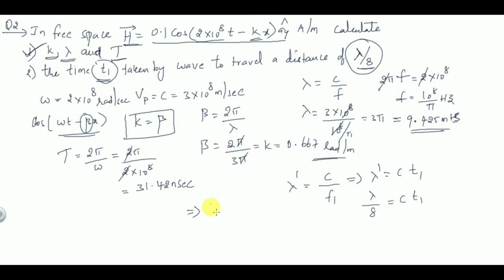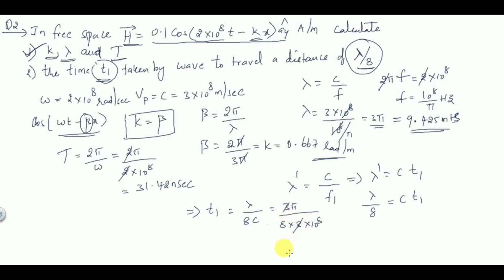So what will be T1? The T1 formula will be lambda by 8C. So what is the lambda value? Lambda value is 3 pi. So 3 pi by 8 into 3 into 10 to the power of 8. Okay, so 3 gets cancelled.